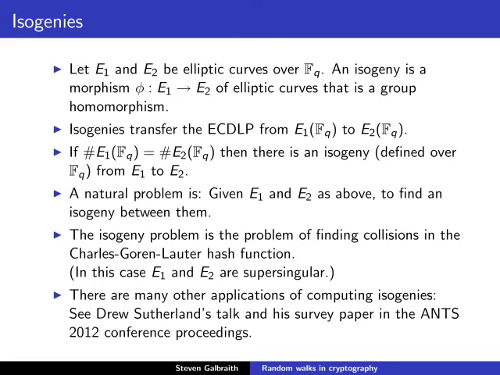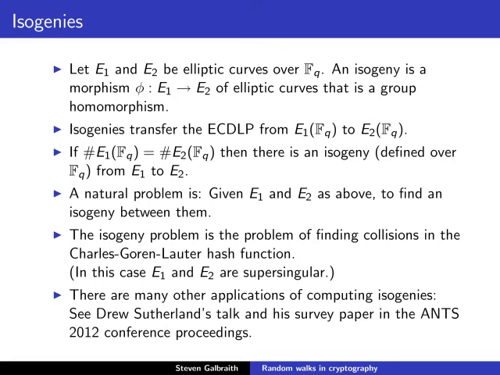So what's an isogeny? If I've got elliptic curves over a finite field, an isogeny is basically a group homomorphism. It's an algebraic map and a geometric map at the same time. If you know what this is, you know what it is. If you don't, just think of it as a group homomorphism from one elliptic curve to a different one with a finite kernel.